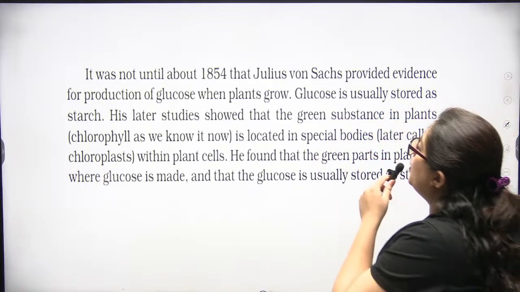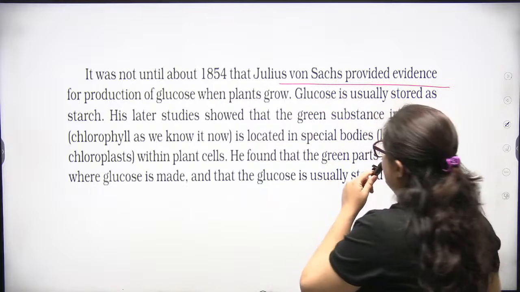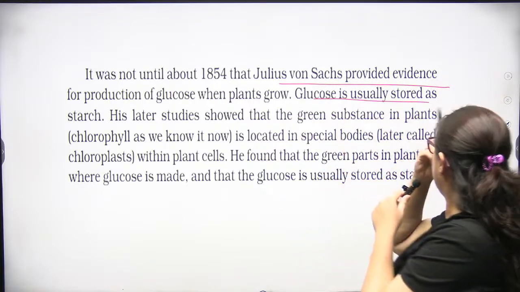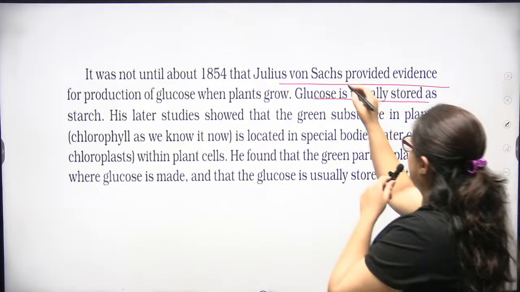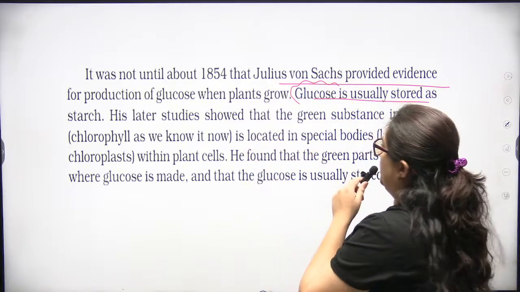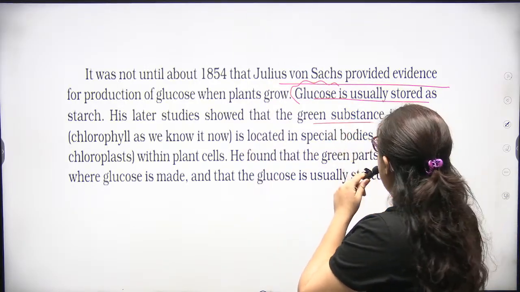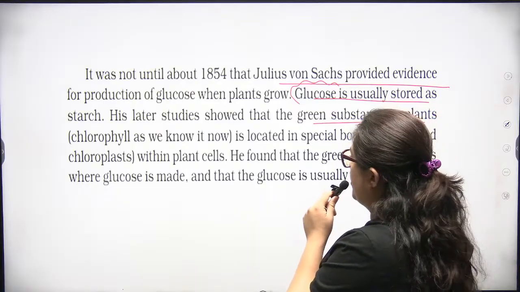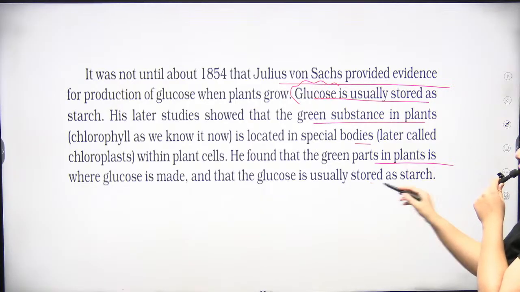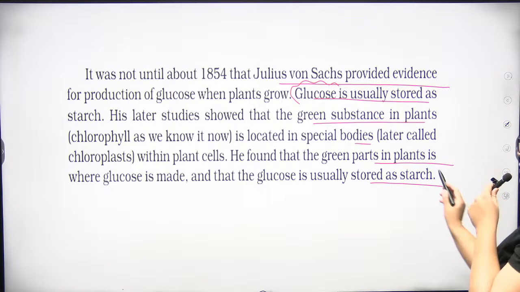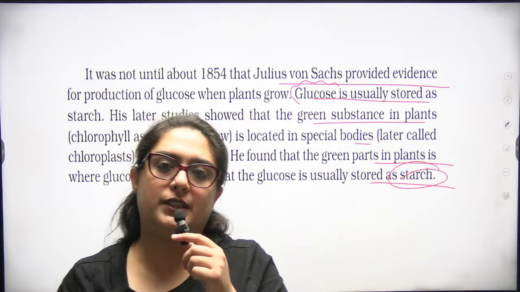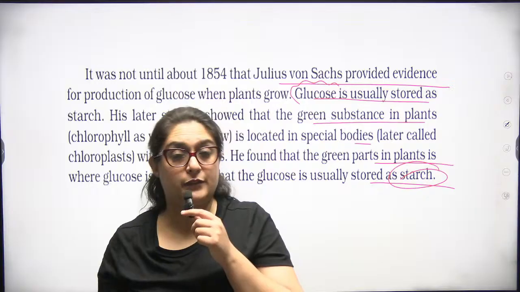It was not until about 1854 that Julius von Sachs provided evidence for production of glucose when plants grow. Glucose is usually stored as starch. His later studies showed that the green substance in plants is located in special bodies, that is chloroplasts. He found that green parts in plants are where glucose is made and the glucose is stored as starch. So starch is a polymer and glucose is a monomer. So many monomers form the polymer.